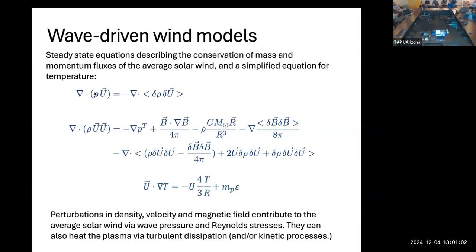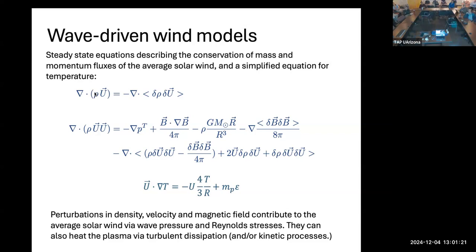So to describe the radial evolution of temperature, on the right-hand side, you have the first term. The first term represents adiabatic expansion. So just simply by the fact that the plasma is expanding spherically, it cools down. And so that's the first term here.